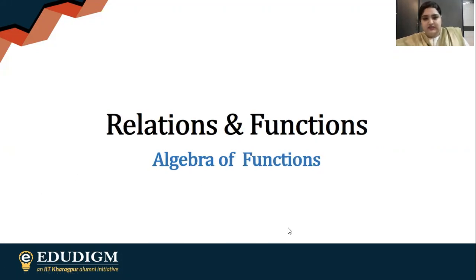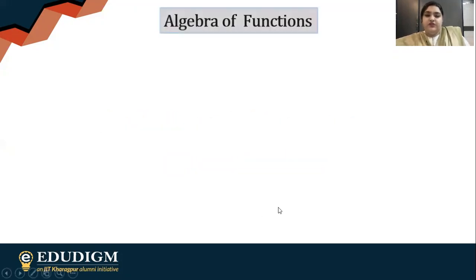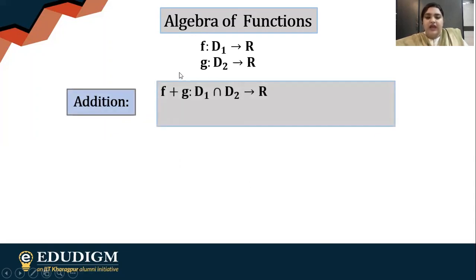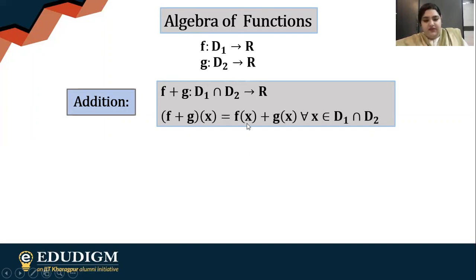So let's get started. The first thing we are doing is taking two functions. The first one is f, which is from D1 to R. D1 is the domain corresponding to this first function, and g is from D2 to R, where D2 is its domain. So addition: how do you add two functions? If you add two functions, they will be from the common domain to R. So (f plus g)(x) is defined as f(x) plus g(x). You find out the values individually and you add them.